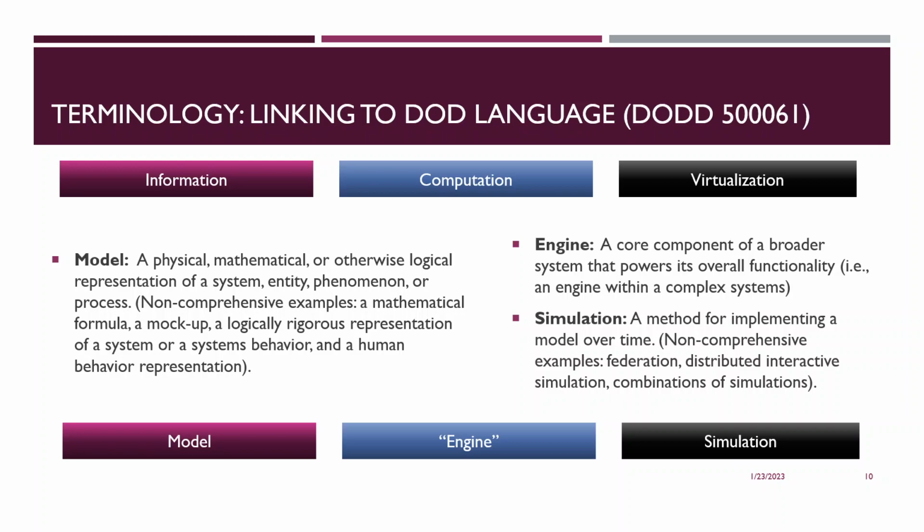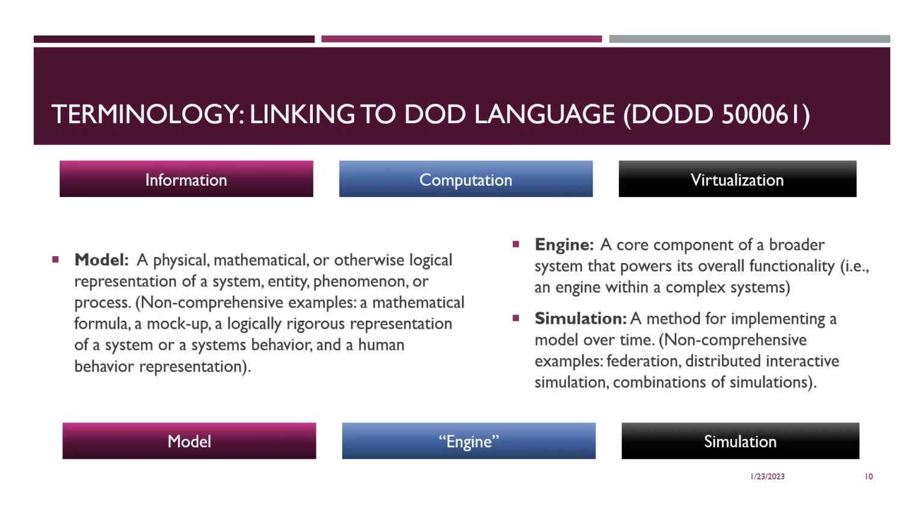So model, what is a model? A model is a physical, mathematical, or otherwise logical representation of a system, entity, phenomenon, or process. That's pretty straightforward. And then if you look on the right-hand side, it's the virtualization. That's a simulation. A simulation is a method for implementing a model over time. I love the way the DoD abstracts that and makes it super simple for us to understand. I gave you the very technical information, computation, virtualization, and the DoD steps in and makes things a lot easier for us to understand.